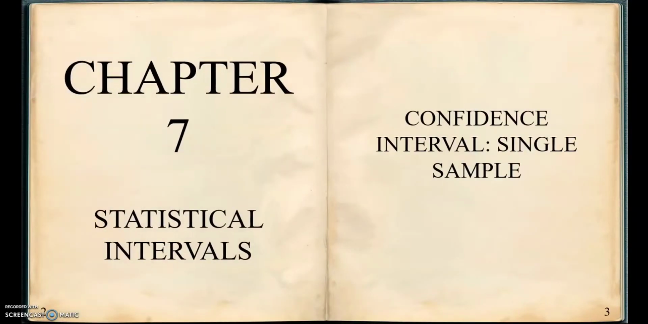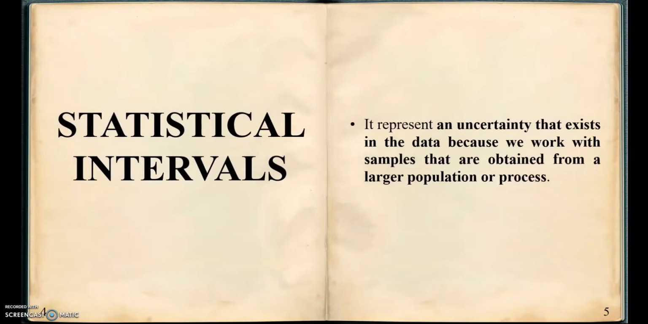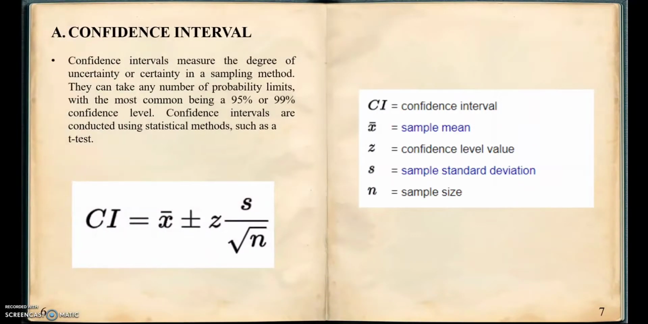So let's start with chapter 7 titled Statistical Intervals and the subtopic of Confidence Interval Single Sample. Statistical intervals represent an uncertainty that exists in the data because we work with samples that are obtained from a larger population or process. So ang statistical interval ay kapag ang number of sample ay tumataas, napapansin natin na bumababa ang length of confidence interval. The next slide is the confidence interval and its definition.